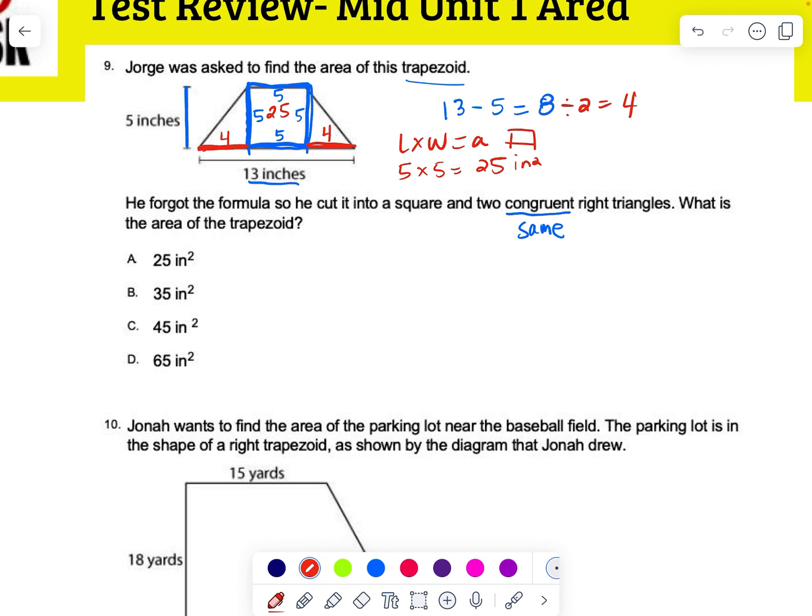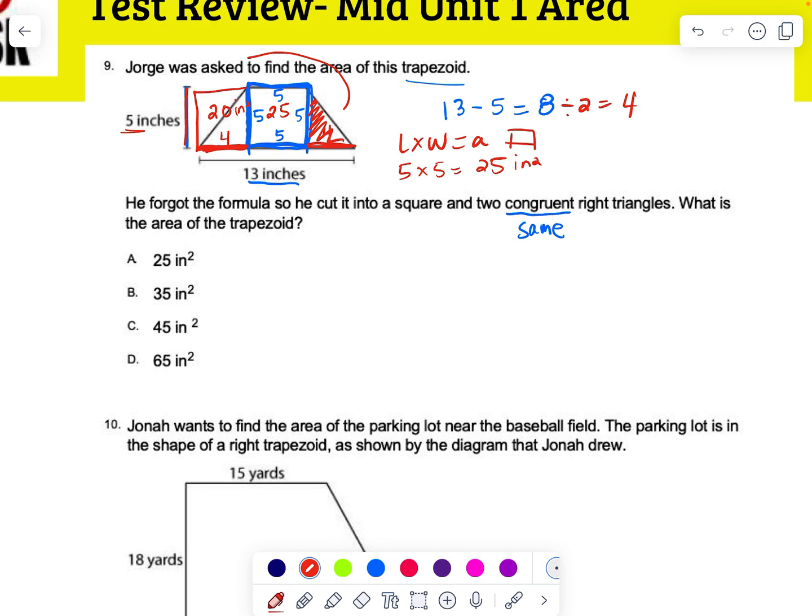So this is 25. Now, one of the other things I can do, and I think it's easiest, is to take this triangle and move it over here. If I move it over there, then I get myself a pretty good rectangle, and I know that it's going to be 4 by 5 because that's what its height is. So we know this is going to be 20 inches squared because length times width equals area.